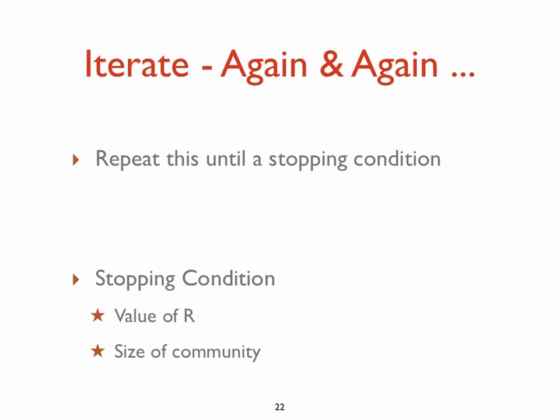We iterate over these steps repeatedly until we reach the final stopping condition. The stopping condition could be something intuitive, like the number of nodes to be added into the community, that is the size of the community, or the value of R.